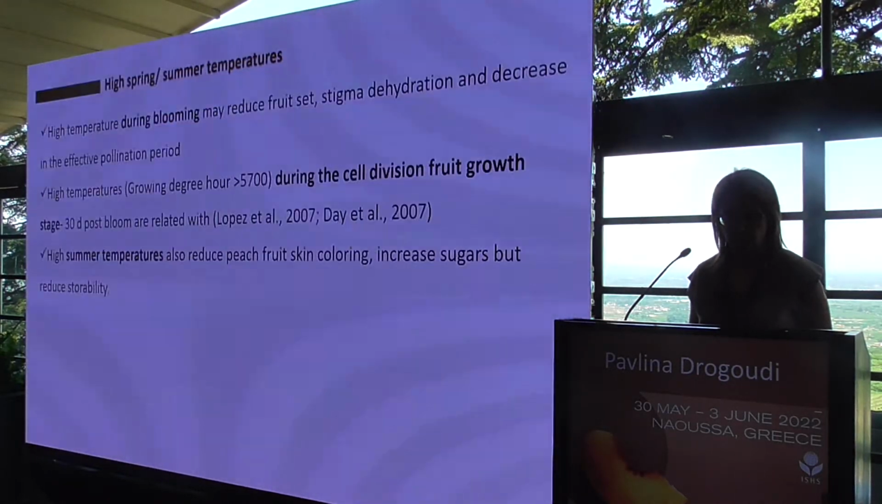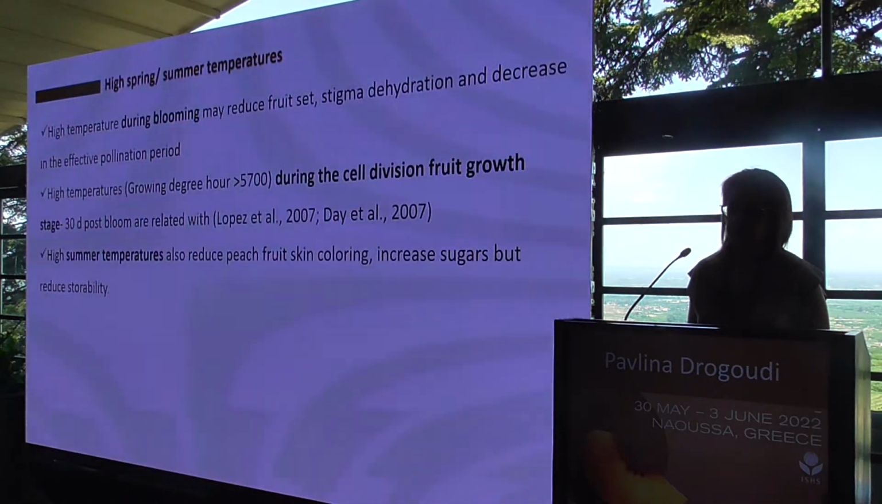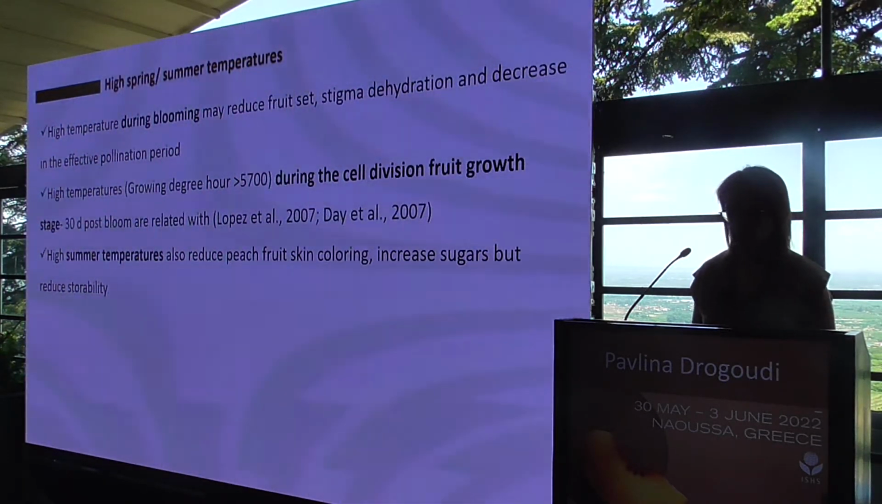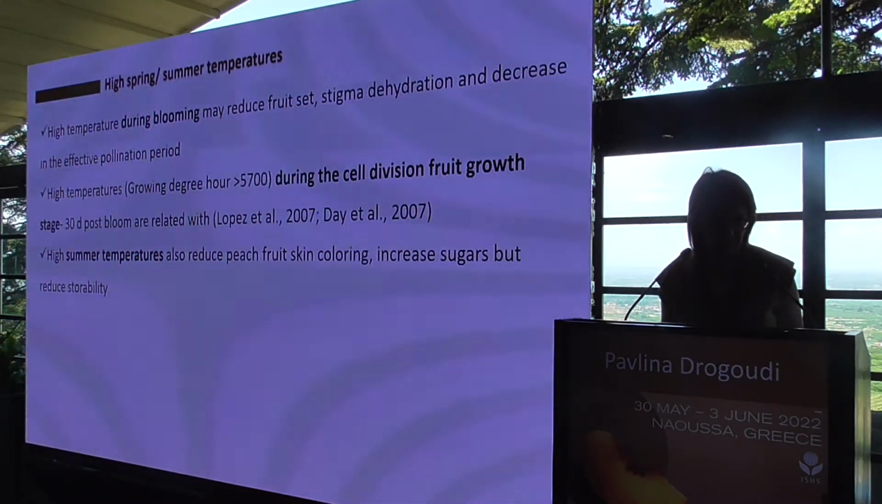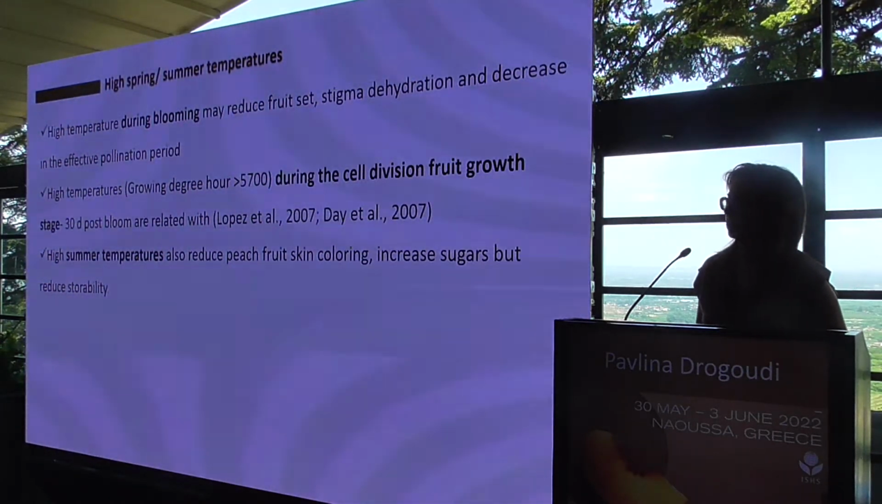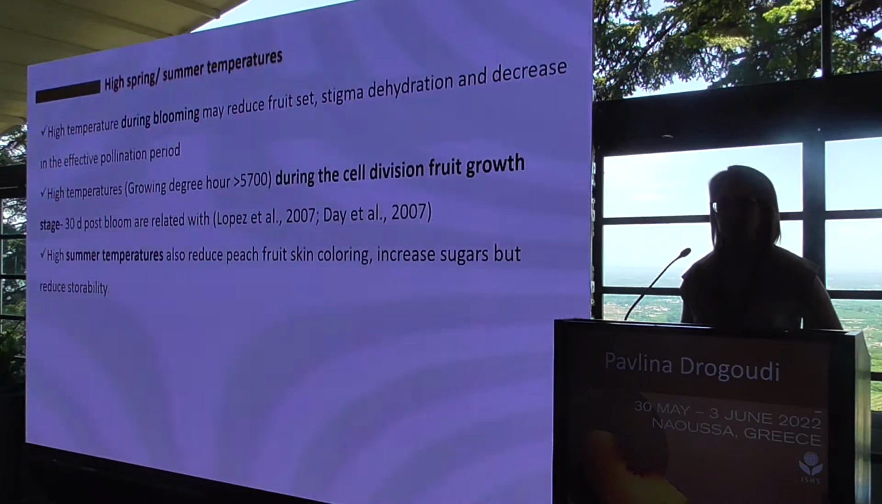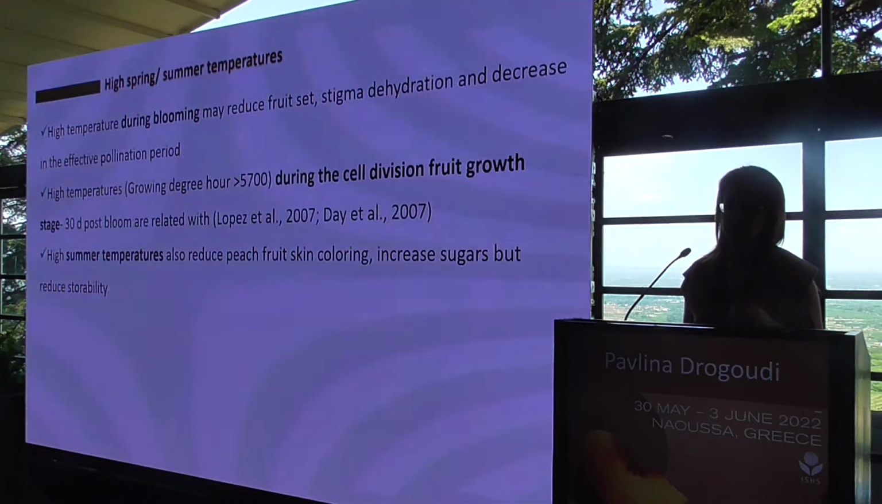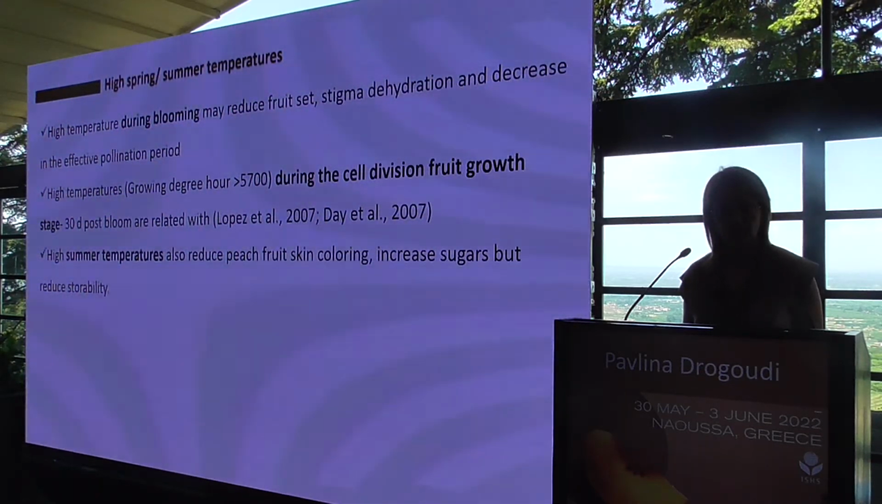Temperature and rainfall during blooming. We know that the first 30 days after full bloom, as shown very well by the University of California in many studies, are very crucial for the temperature. Higher temperature means smaller sizes and shorter, earlier maturing time.